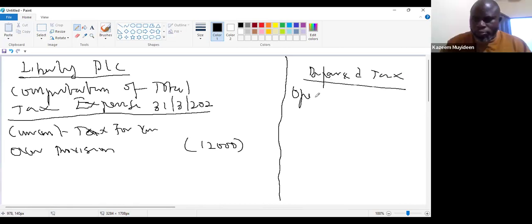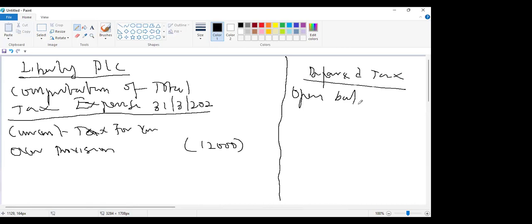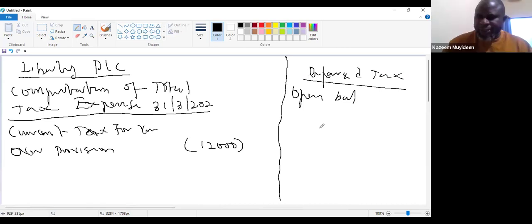Opening balance. What is the opening balance of the deferred tax? 39,000.